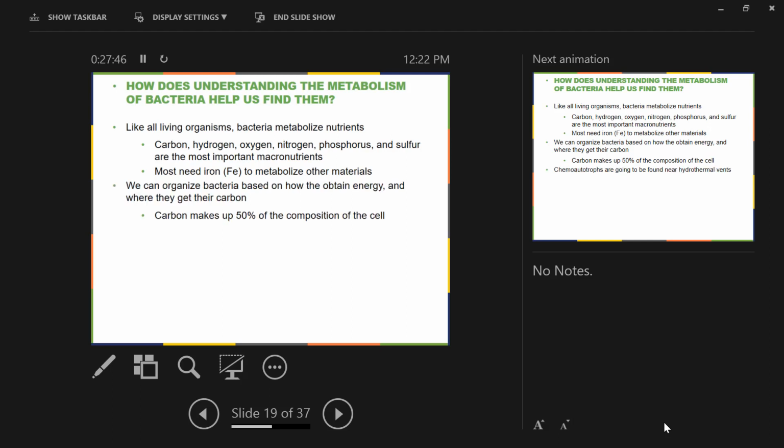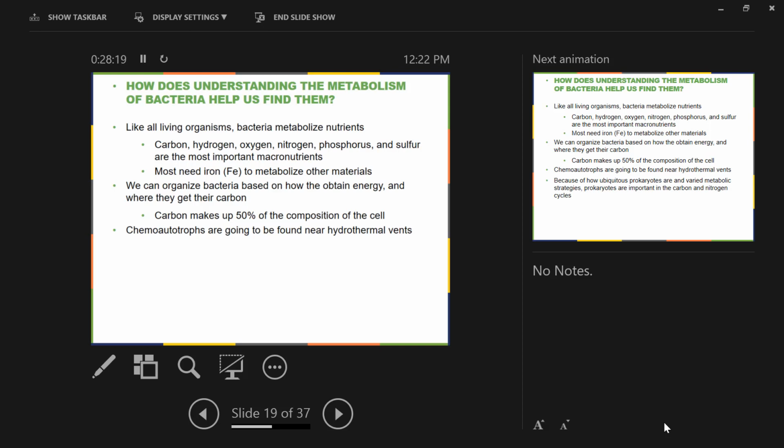So we can take bacteria and organize them based on where they obtain their energy and where their carbon comes from, because they all need carbon. We need carbon, they need carbon, every living organism needs carbon. But we can organize them based on where they are getting their carbon and their energy source. If we do that, then we can have a good idea of where we're going to find them. Carbon makes up 50% of the composition of the cell, for most living organisms.